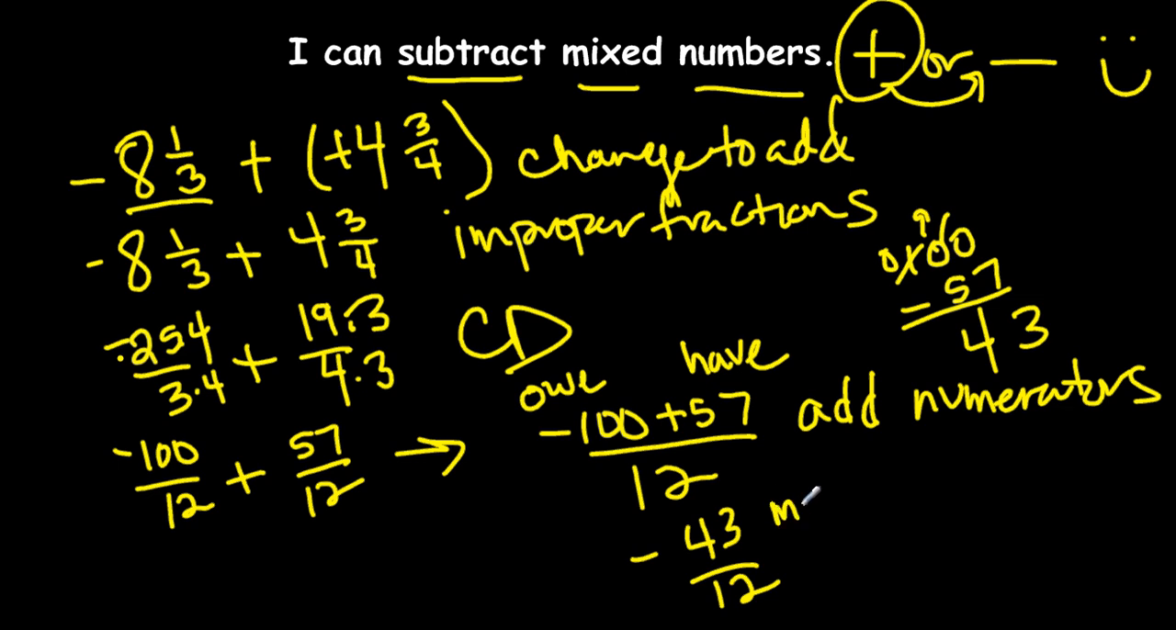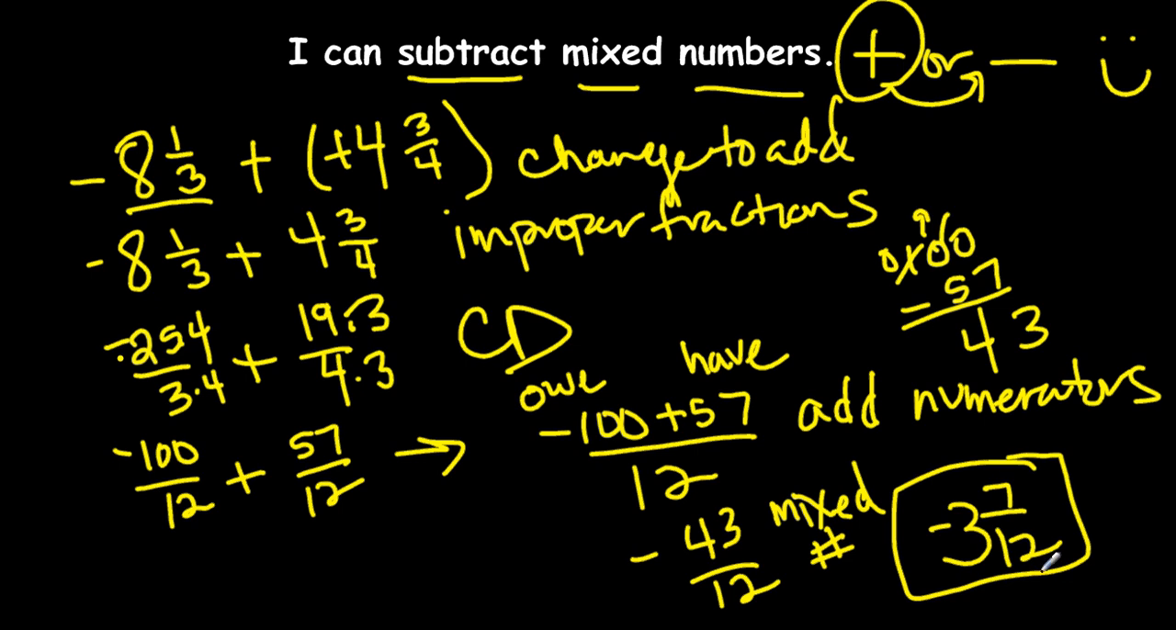Okay, so my last step is I'm going to go back to a mixed number. So how many groups of 12 are there in 43, in negative 43? There is 3. So I'm going to put negative 3. 12 times 3 is 36. I used up 36 here. So that means I have 7 left. So I end up with negative 3 and 7/12. Is the 7/12 in simplest terms? Yes, it is. There you have it.